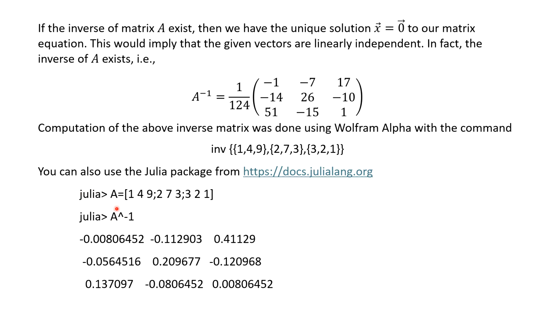As far as I could tell, Julia always works with floating decimals like we have here, rather than the fractions. But I did check a few of these. I divided 124 into 1, and I got this number, and I checked another one or two of them, and these are the same, which I would have expected. Okay, so we've shown here that we have three linearly independent vectors.